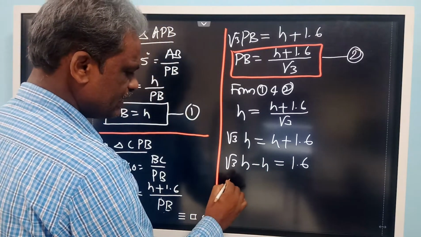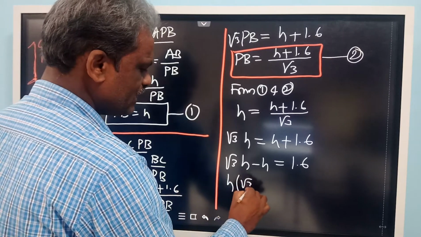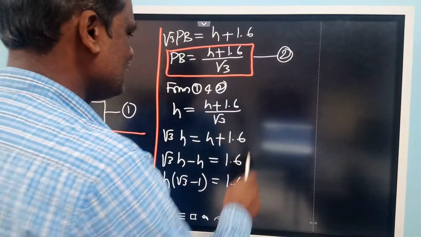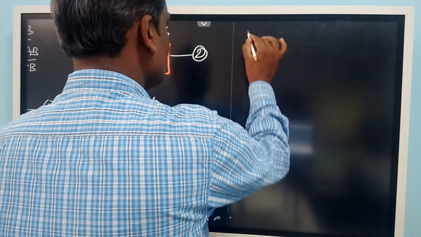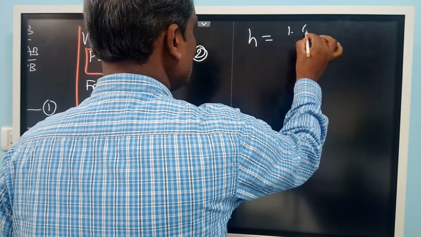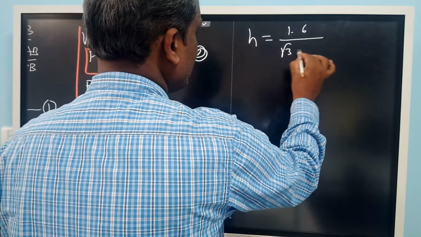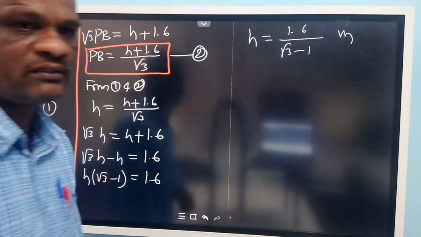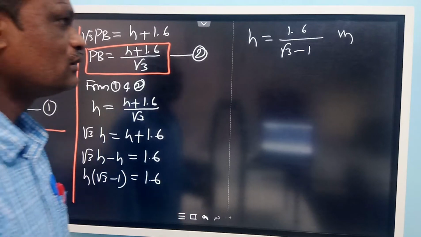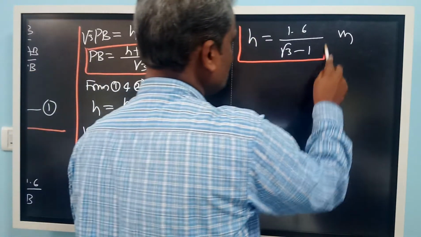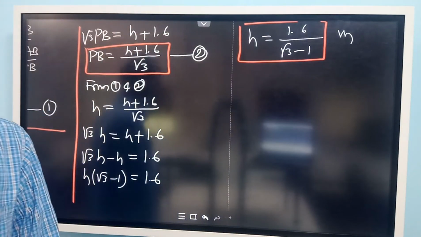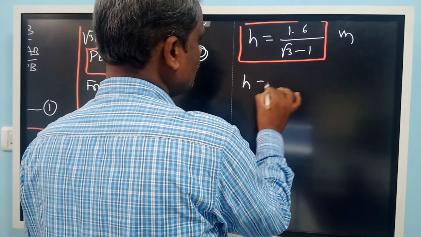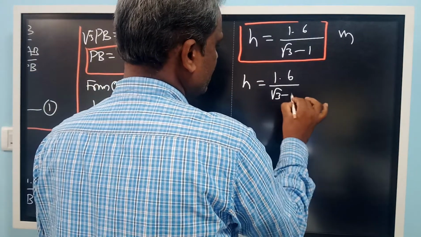You can take H common here. If you take H common, it becomes H times (root 3 minus 1) is equal to 1.6. So now H, the height of the pedestal, is equal to 1.6 divided by (root 3 minus 1) meters. You can simplify this by substituting the root 3 value as 1.73, or otherwise you can keep this itself as the solution. Or you can simplify it by rationalizing and keep it in a different form also.